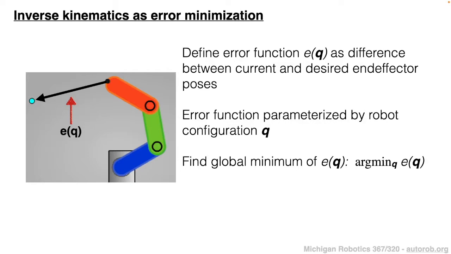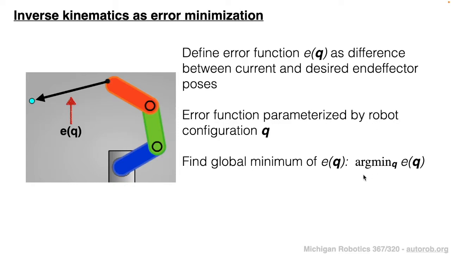And so the example that we've been looking at with this 3-link robotic arm has used the definition of error as being the difference between the current end effector position and the desired end effector position. And so this error is parameterized by the current robot configuration, which on the slides here is denoted by the variable Q. The goal of error minimization is then going to be to find the configuration Q that minimizes this error function E.